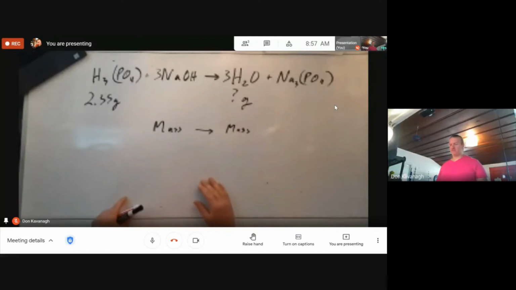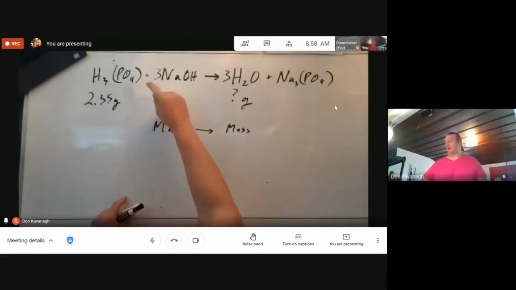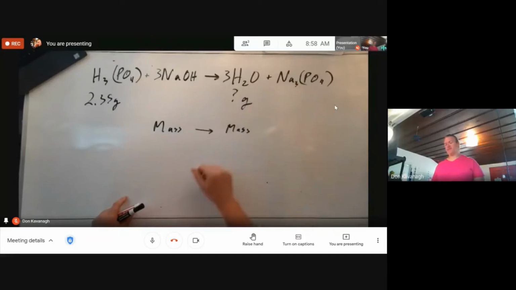This is a mass to mass type problem that forms the core of a lot of problems in Gen Chem. We have a balanced chemical reaction here between an acid and a base, and it's forming water and an ionic compound.